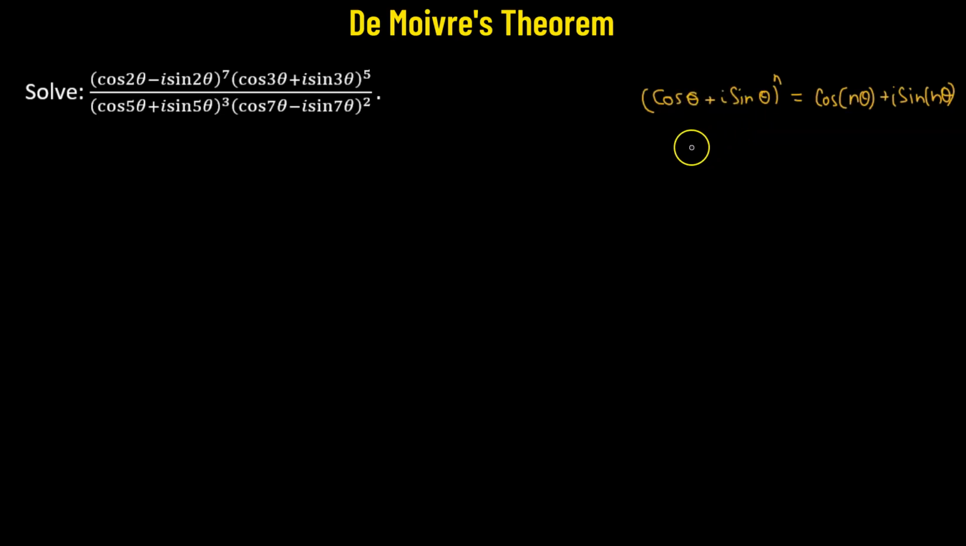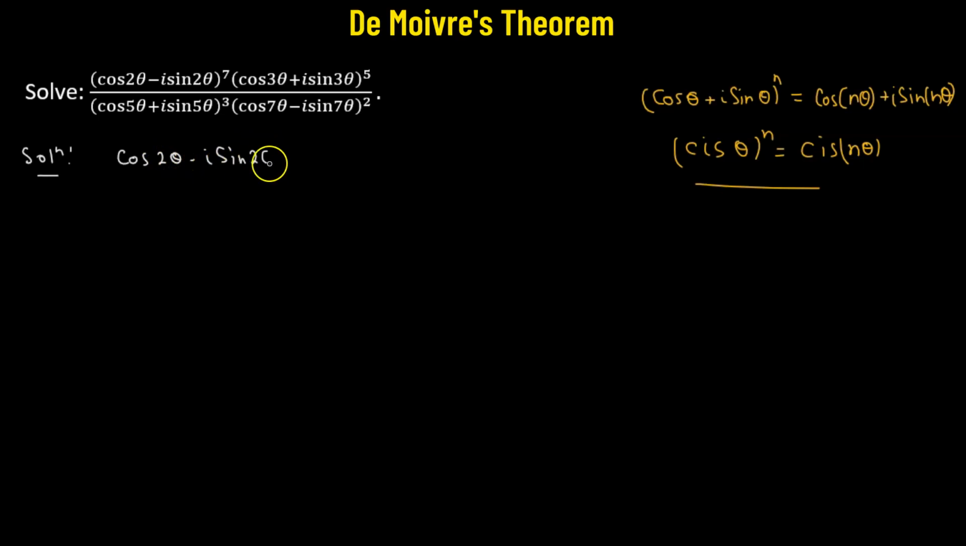So cosine of theta plus i sine theta can be written as cis of theta, whole raised to the power of n. So this becomes equal to cis of n theta. So here cis represents cosine, the iota, and the sine. Right. Now we will simplify each of the expressions present in both the numerator and the denominator using De Moivre's theorem. We will begin with the expression cosine of 2 theta minus iota times sine 2 theta.